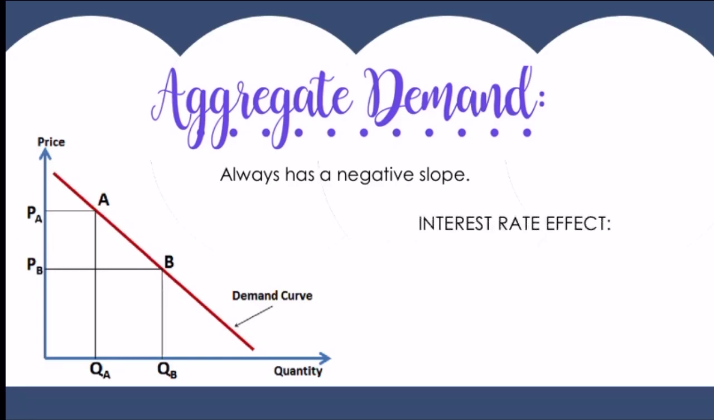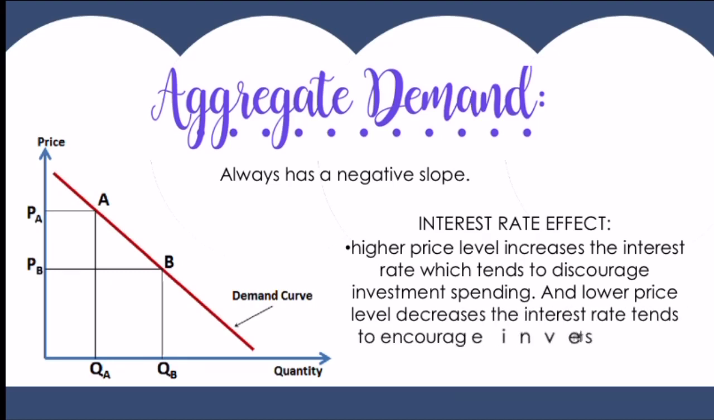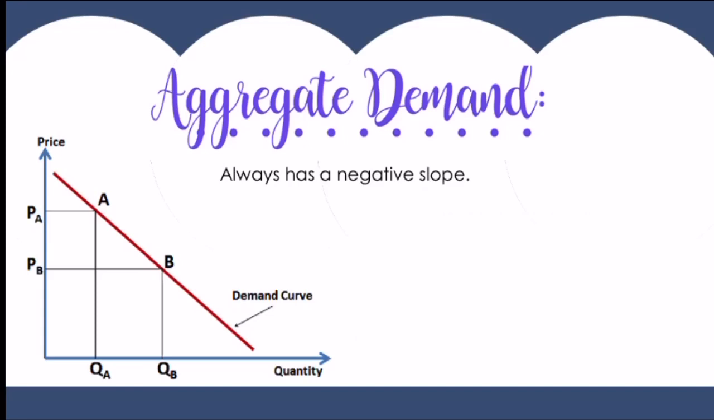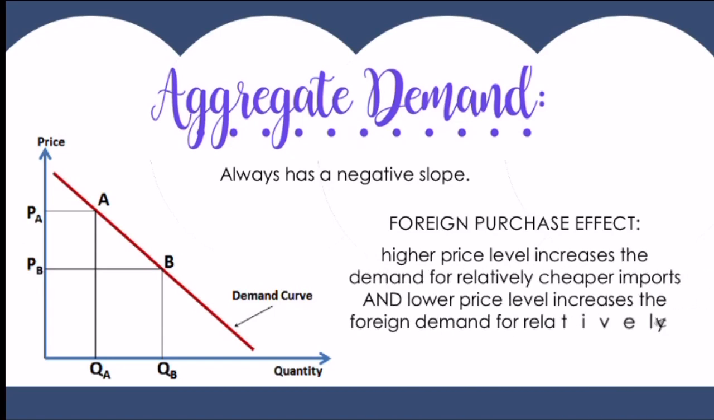Another reason is called the interest rate effect. Higher price levels increase the interest rate, which tends to discourage investment spending, and lower price levels decrease the interest rate, which tends to encourage investment spending. I'll be explaining this in depth in a different video, but for right now, you can just think of investment spending as borrowing money. With higher interest rates, it's hard to pay back the money you borrowed, so you decrease your investment spending. Another reason is the foreign purchase effect. Higher price levels increase the demand for relatively cheap imports, and lower price levels increase the foreign demand for relatively cheaper U.S. exports.